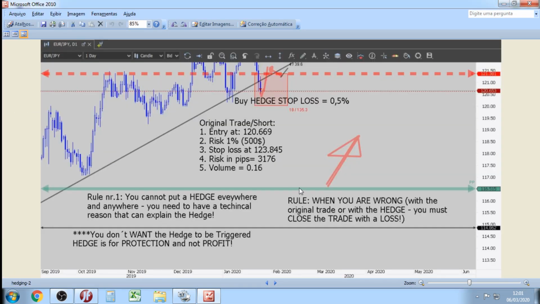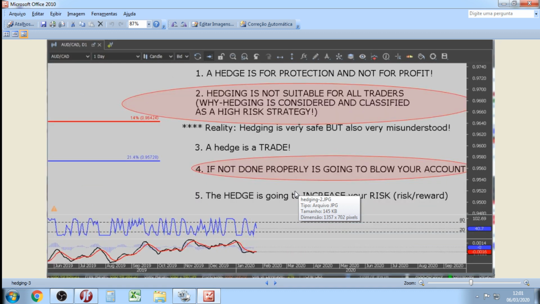And before we check the live market, let's go back again, just to refresh our minds. Number one, a hedge is for protection and not for profit. Number two, hedging is not suitable for all traders. Why is that? Hedging is considered and classified as a high risk strategy. What is the reality? The reality is hedging is very safe but also very misunderstood. A hedge is a trade. We've done this, we showed you how this works, and if not done properly it is going to burn your account. Number 5, the hedge is going to increase your risk, so you need to pay attention.